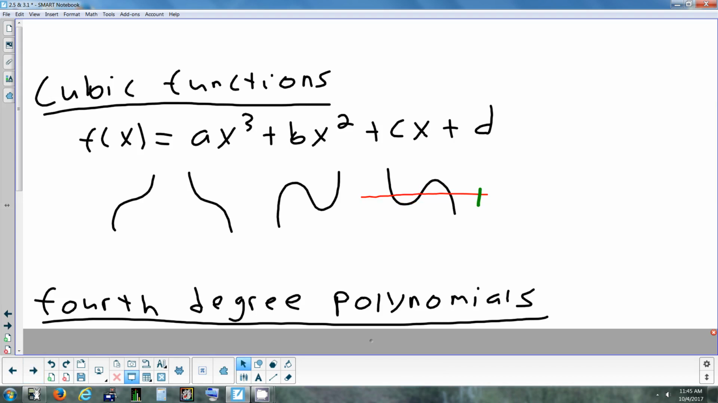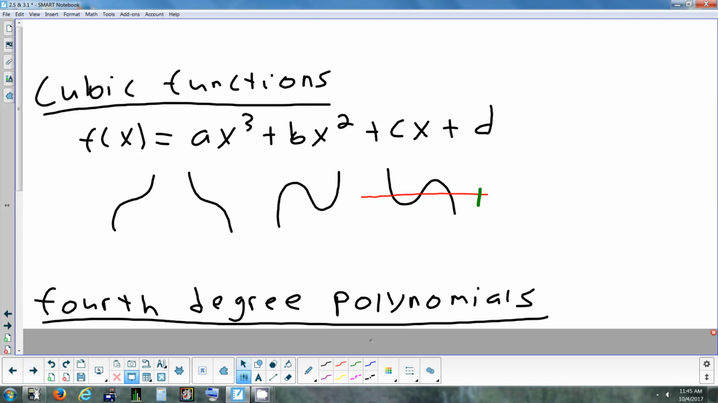Also, the exponent, if you subtract 1 from it, tells you how many times the graph can turn. So a cubic can turn 2 times. Here it's going up, it turns down. That's 1. It's going down, it turns back up. There's 2. So that exponent really tells you a lot.